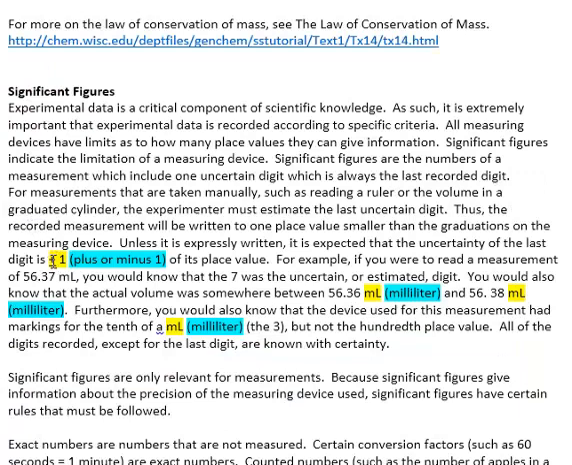So the last digit is plus or minus 1 of its place value. So down here between 56.36 milliliters, that's what mL stands for, and 56.38 milliliters. Furthermore, you would know that the device used for the measurement had markings for the 10th of a milliliter, the 3 up here, but not the 100th place value.